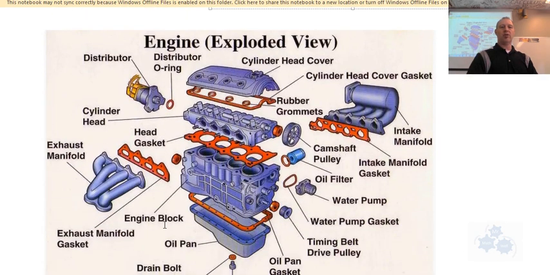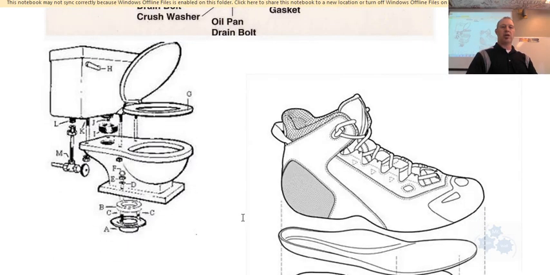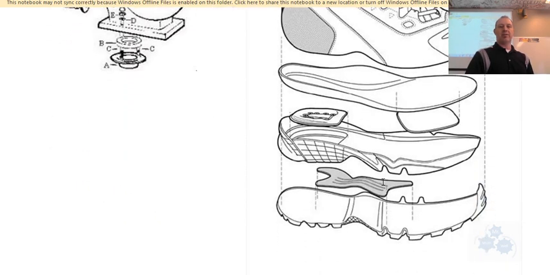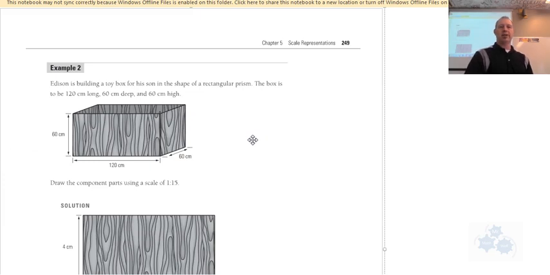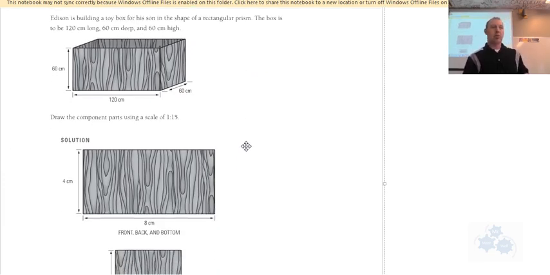So an exploded view also gives an indication of where things fit together and the order in which they go. So here are some exploded views, which are kind of like component part diagrams, but they also show you how things fit together. Okay? So if we go back to this page here, a component parts diagram would be, show me the pieces of this box.